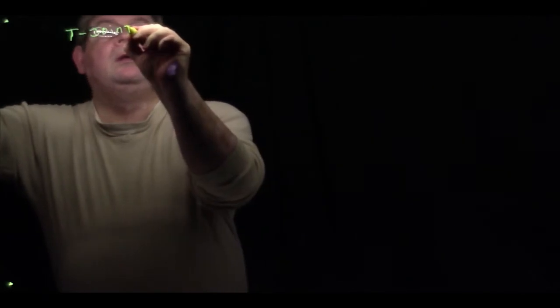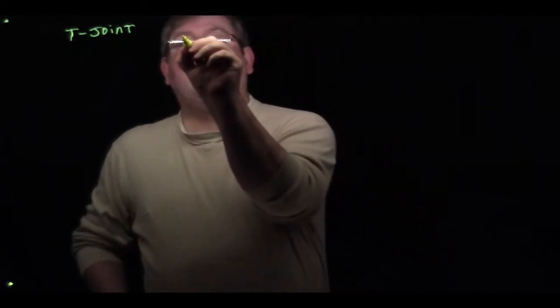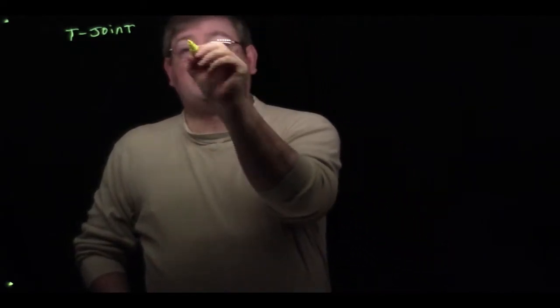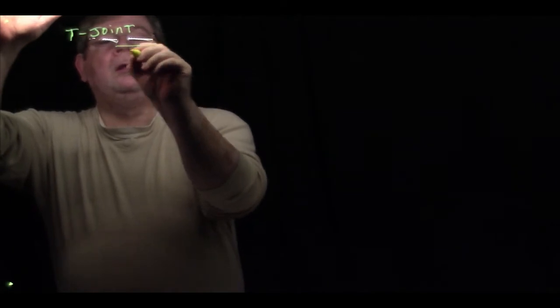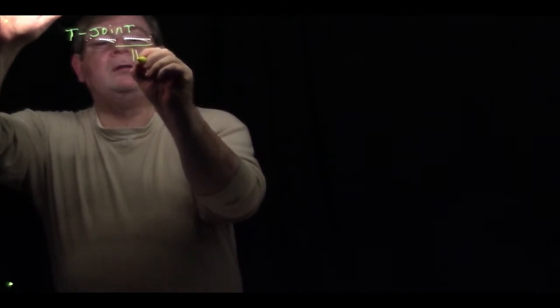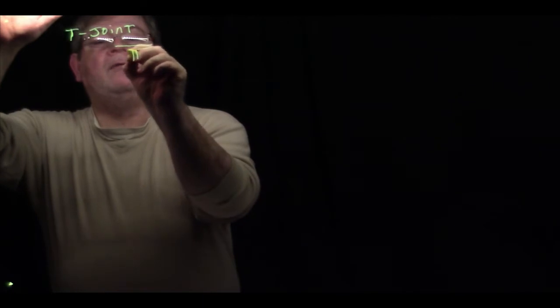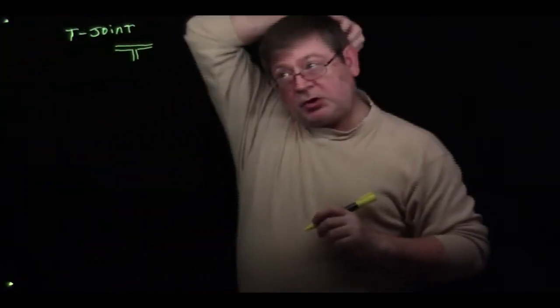T-joint experiments make use of what's called, as you might expect, a T-joint. In liquid chromatography, they make these joints called T-joints that look like a T, and you can screw in a variety of pieces of tubing.